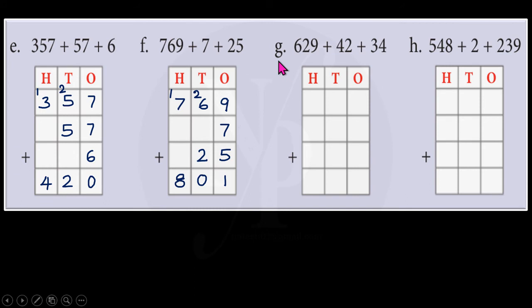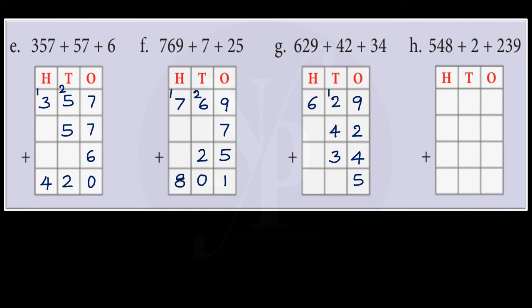Coming to G, we have 629, 42 and 34. Let us write these down in the place values table here. So 629, 42, 34. Let us add now. 9 plus 2 is 11. 11 plus 4 is 15. So 1 ten is carried forward and 5 ones are written here. 5.